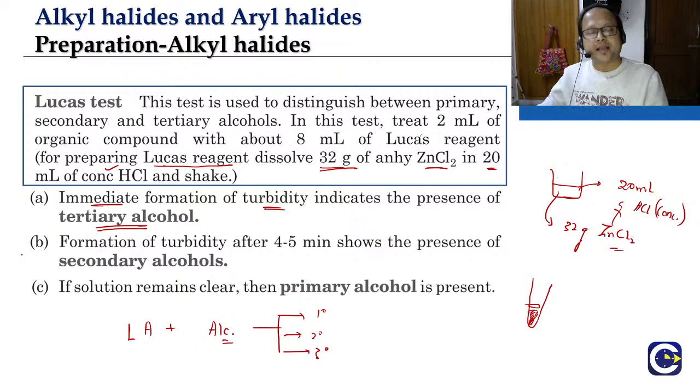If it is secondary, then it takes time. It takes approximately 5 minutes, right? And for primary, it takes a lot of time. So you can say that even for 15-20 minutes, half an hour, you will see that nothing is happening. So that is clearly primary. So this is a very, very good test to identify what type of alcohol you are dealing with. So it is kind of a distinguishing test, right?